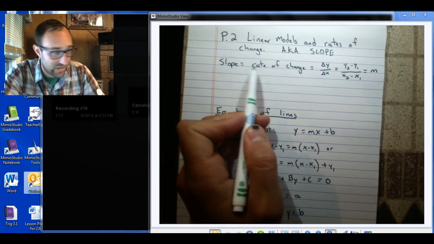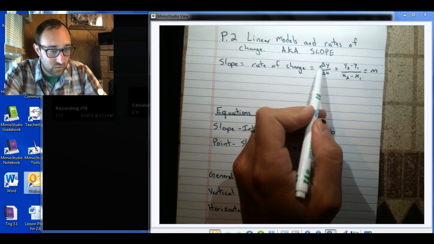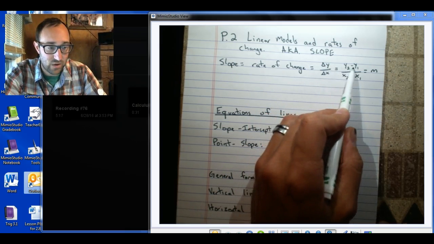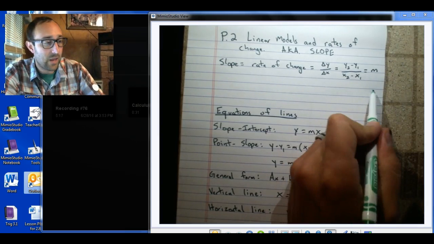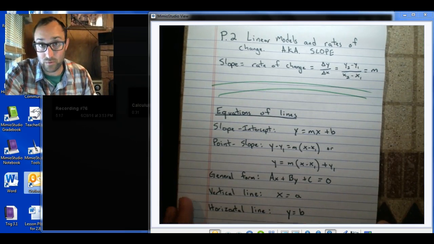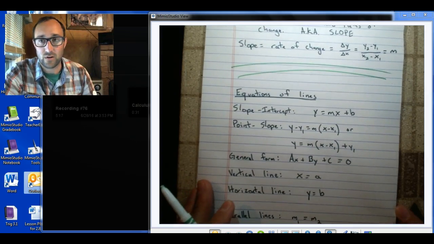I'm sure you probably remember it, but it's always good to check it out. So remember, slope is the same as the rate of change, or delta y, change in y over change in x, which is y2 minus y1 over x2 minus x1, which is the same as m. All those things mean the same thing, and they're all going to be super important for what we're doing, because we're talking a lot about slope as far as calculus goes.